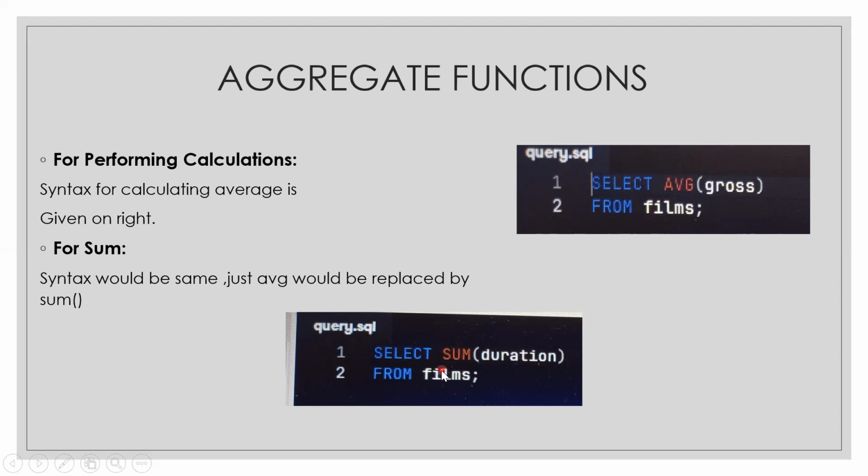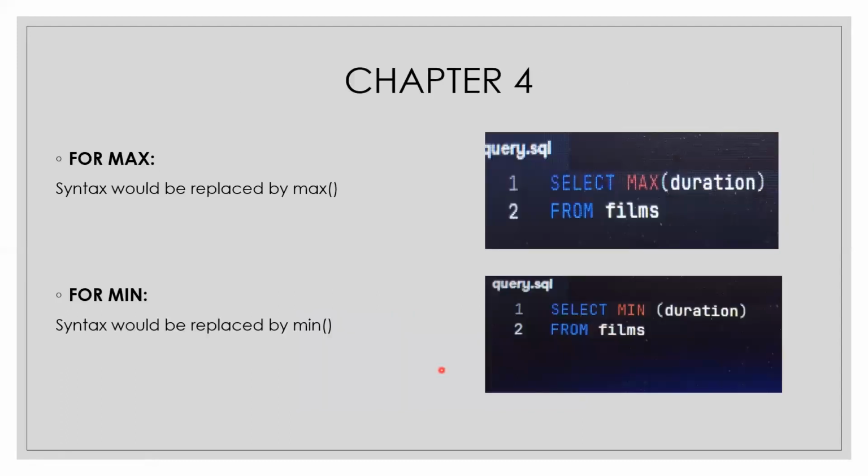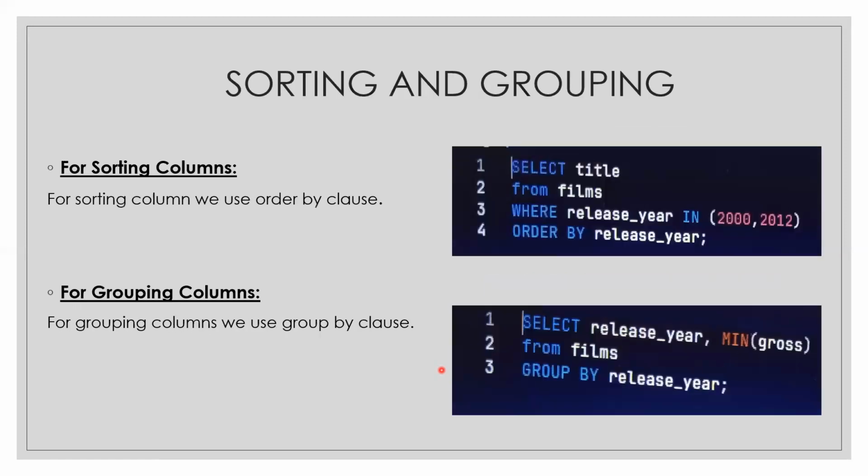Thus, the values of the column will be summed. For maximum, we will replace the sum or average function with maximum. For minimum, we will replace average and maximum with the minimum, and then again select the column in the parentheses and the from statement as well. So in this way, we can aggregate our data.